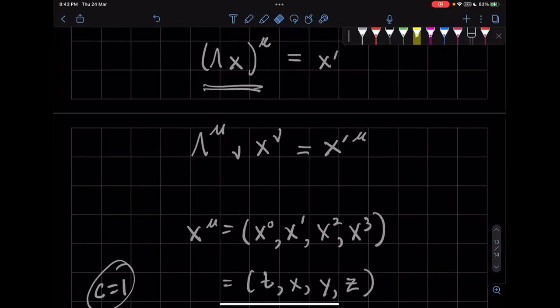Okay, so this lambda mu nu, every time I see it, I would compare it with a matrix. Yeah, it is a matrix element. Got it. It's not a matrix, it's a matrix element.